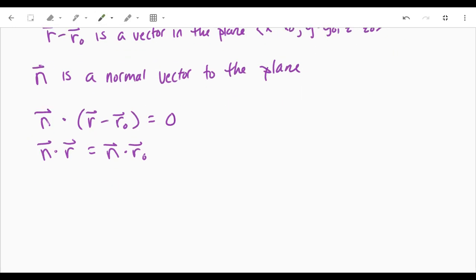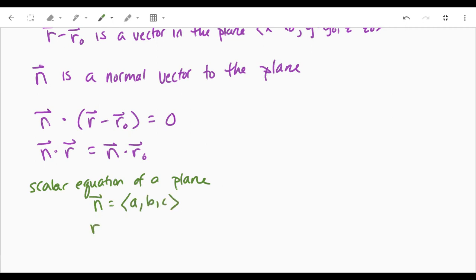In general, though, we want the scalar equation of a plane. That's the way that we see it more often. So for the scalar equation of a plane, we have the vector n, and I think your book uses a, b, c. And then we have r, which would be x, y, z, and then we have r naught, which is x naught, y naught, z naught.